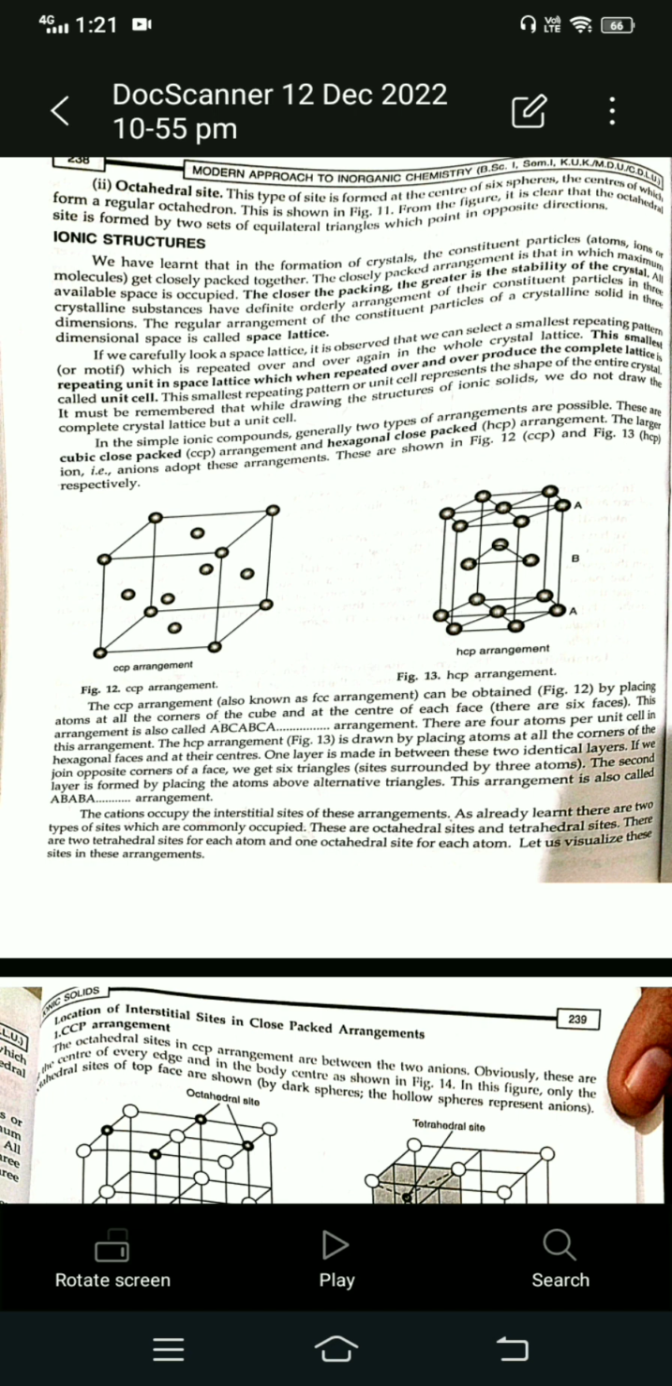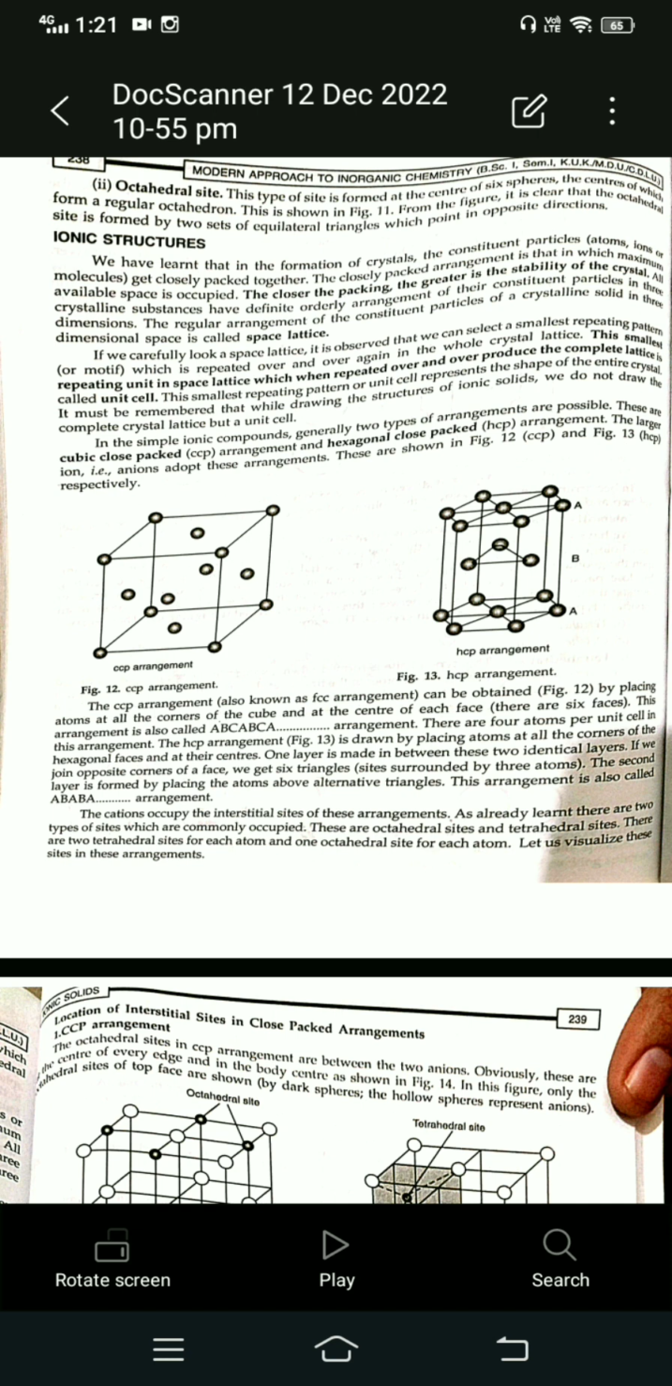The HCP arrangement is drawn by placing atoms at all corners of the hexagonal faces and at their centers. One layer is made in between these two identical layers. If we join opposite corners of a face, we get six triangles. The second layer is formed by placing the atoms above alternate triangles. This arrangement is also called ABA arrangement. The cations occupy the interstitial sites of these arrangements.